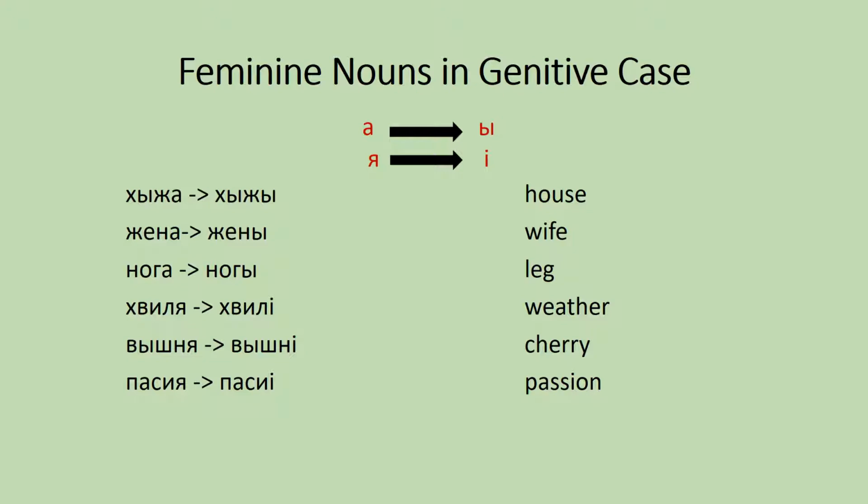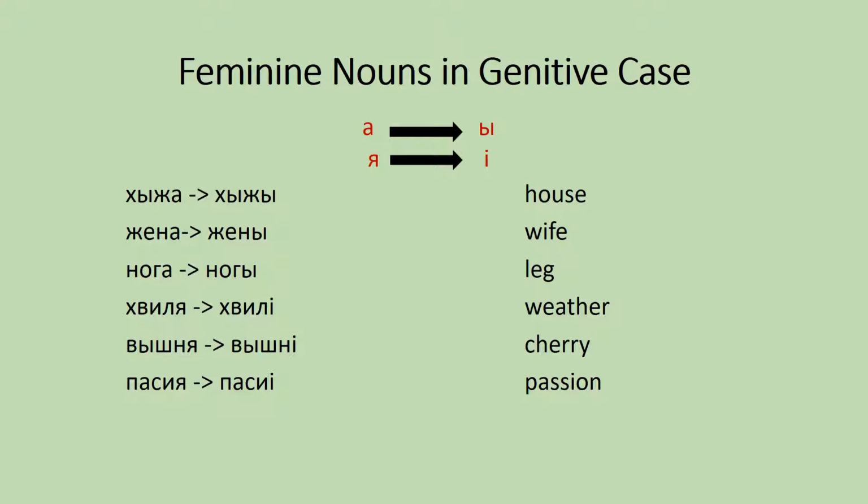Hâja, meaning house, becomes hâja. Jena, meaning wife, becomes jenă. Noha, meaning leg, becomes nohă.